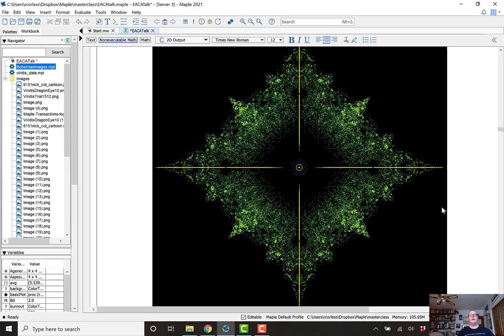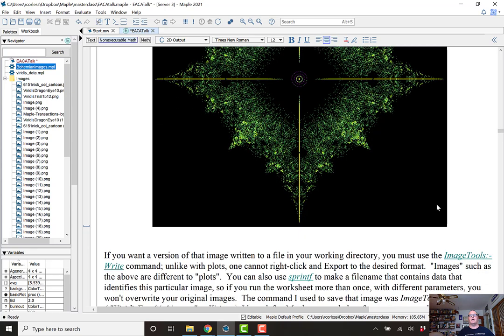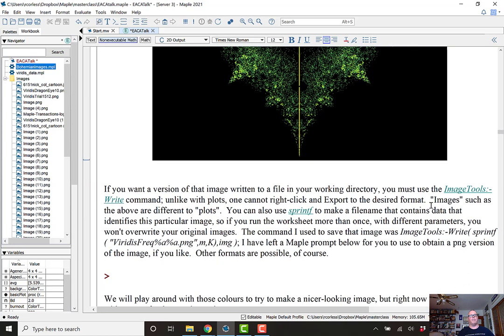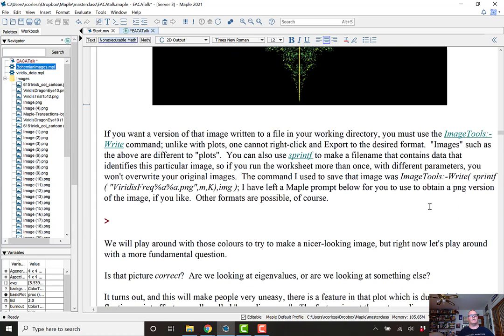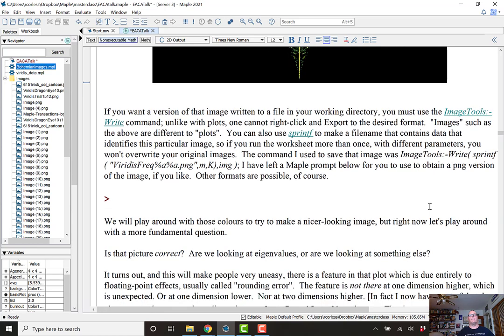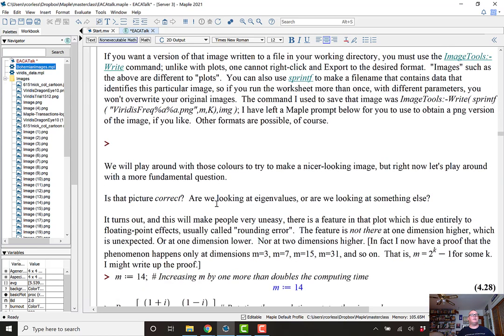And when I first saw one of those little flowers, I said to my student who had produced the flower, is that picture correct? Are we looking at eigenvalues, or are we looking at something else? It turns out that there's a feature in that plot which is due entirely to floating point effects. That's rounding error. That feature is not there if the dimension is not 15 but 16, and it's not there if the dimension is not 15 but 14.